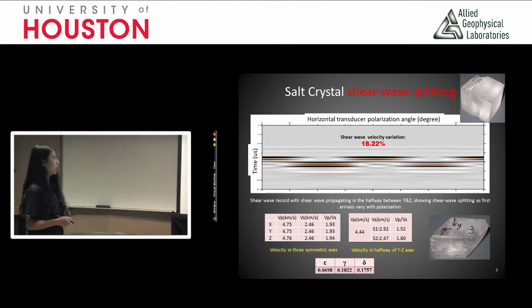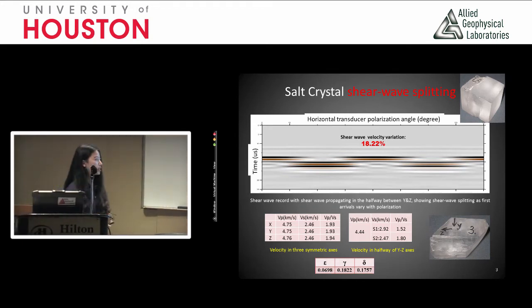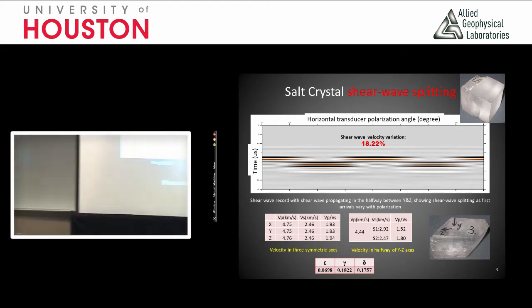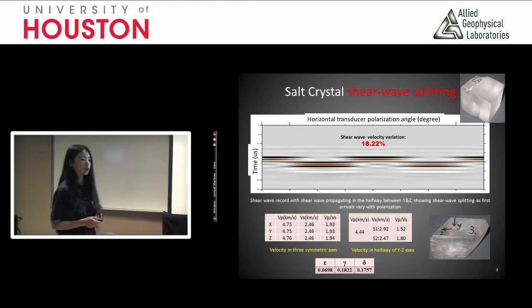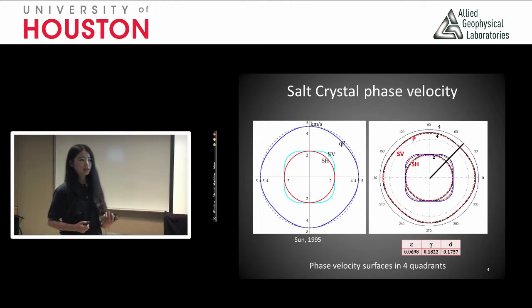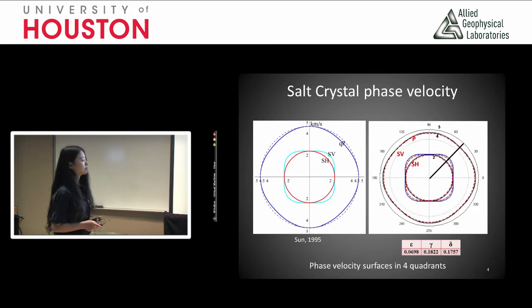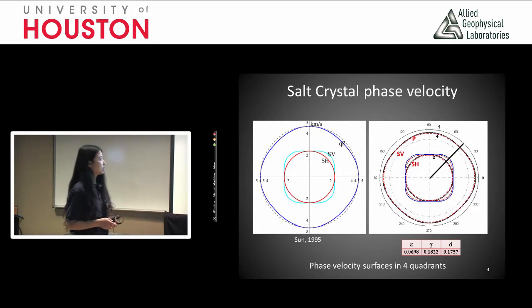And we also came up with the anisotropy parameters. So we did our computation of the phase velocities based on the parameters we calculated from the measurement. This is the velocity distribution in the symmetry planes in four quadrants, and we're not the first ones who did this. The right side is the previous result from Zong 1995. They have similar results to ours.